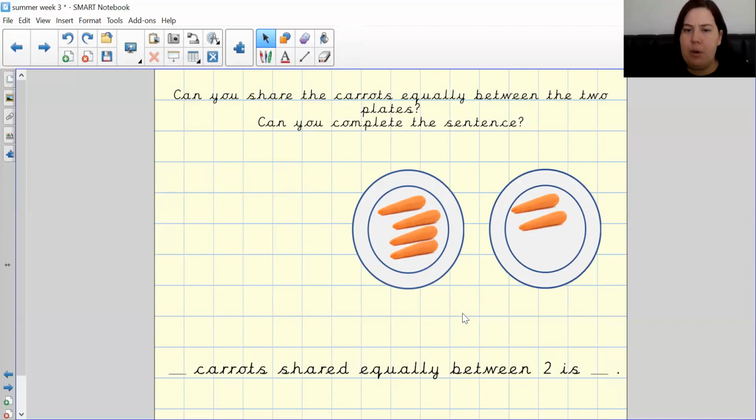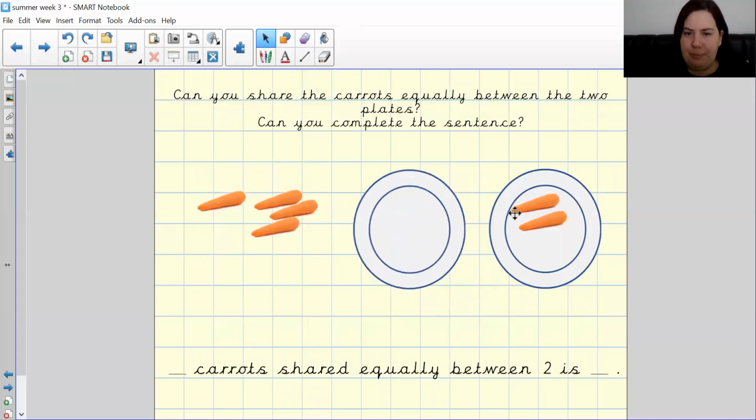Do you agree with what I have done? I thought I had shared them equally. What does equal mean? Well, we know from previously that equal means that there needs to be the same amount. And there is not the same amount, so I have made a mistake. So let's try it again.